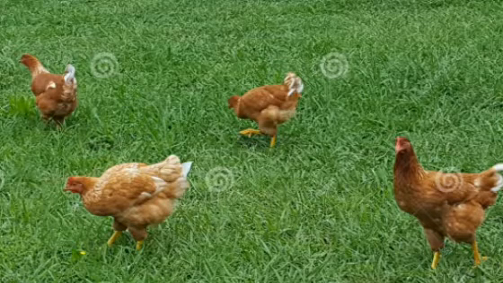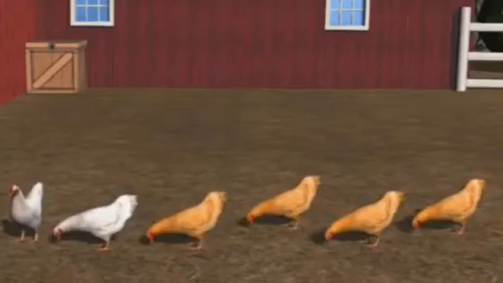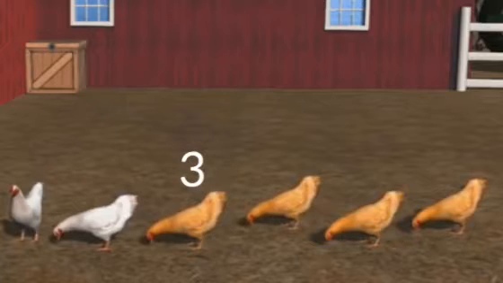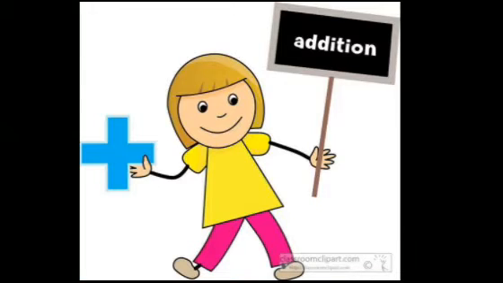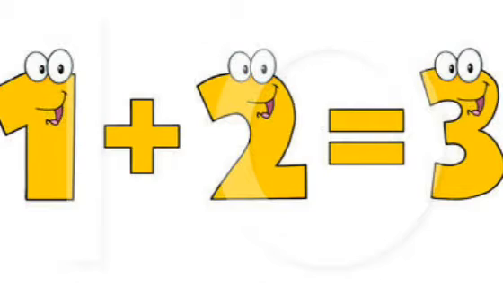So children, let's count how many hens are there all together. 1, 2, 3, 4, 5, 6. So there are 6 hens all together in this coop. Children, this is called addition. When we put 2 things or numbers together, it is called addition.